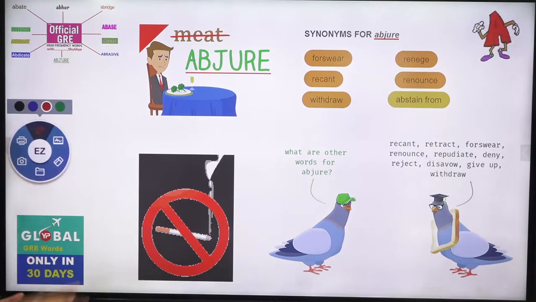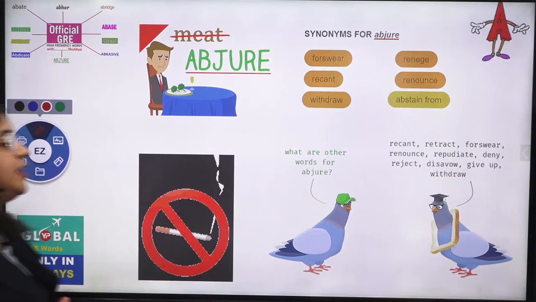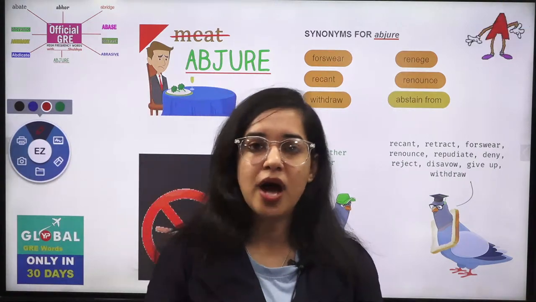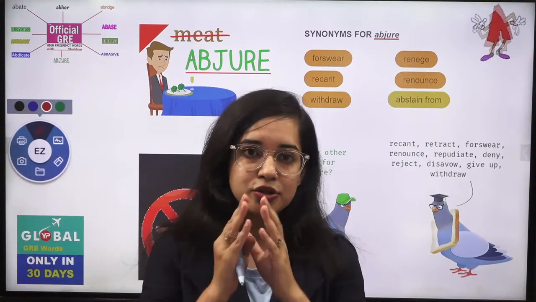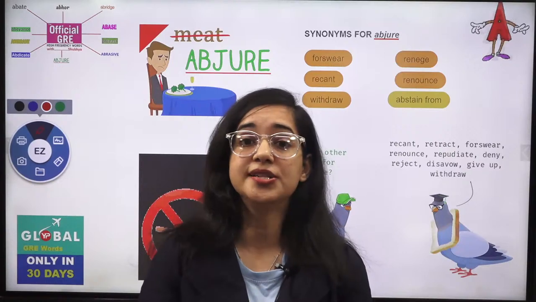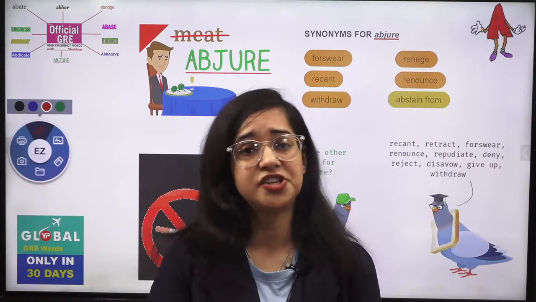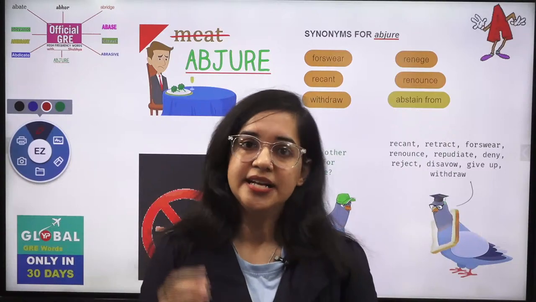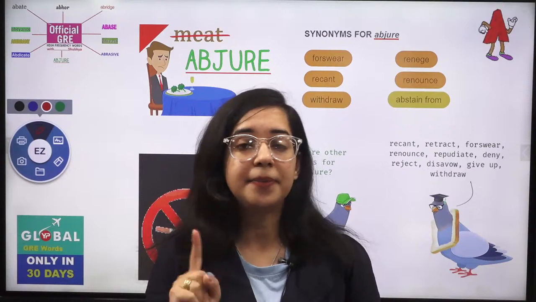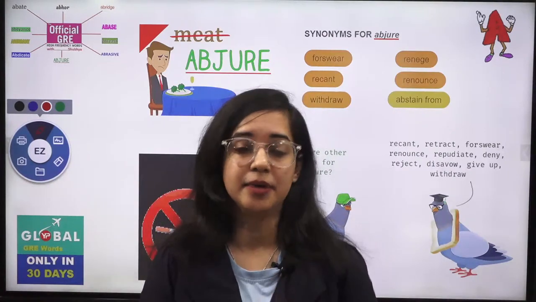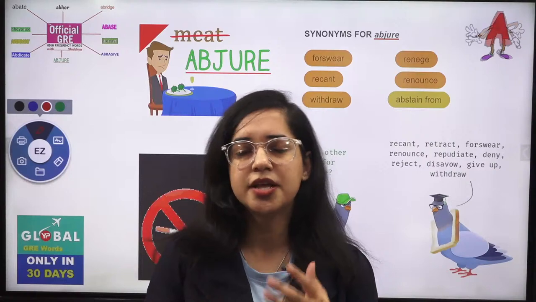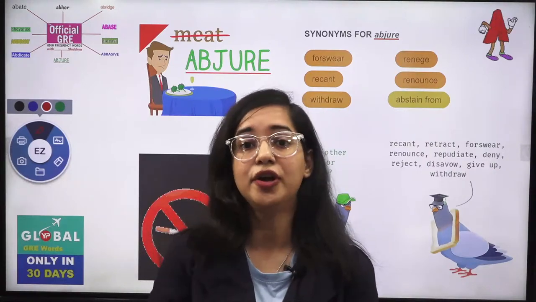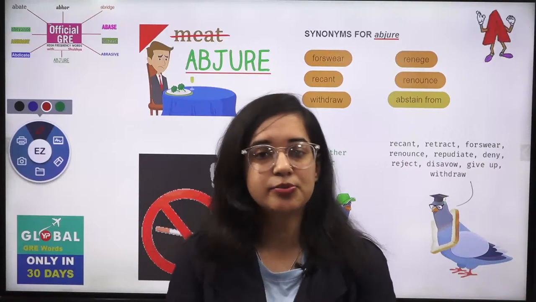Next is abjure. Abjure means when you give up, withdraw. I'll explain it with a story. You have heard about all the gurus, right? So Guru Tegh Bahadur ji did not want to change his religion. He said, I am ready to sacrifice my life for my nation, but I will not convert my religion to Islam. Many gurus, many people sacrificed their lives for humanity, for mankind. So this was termed as abjure.